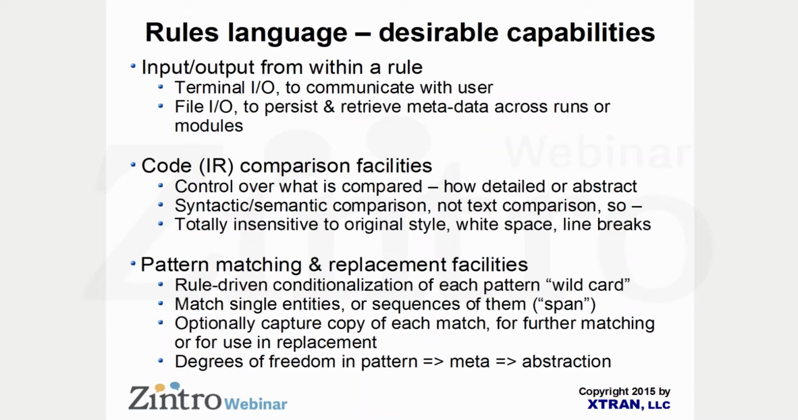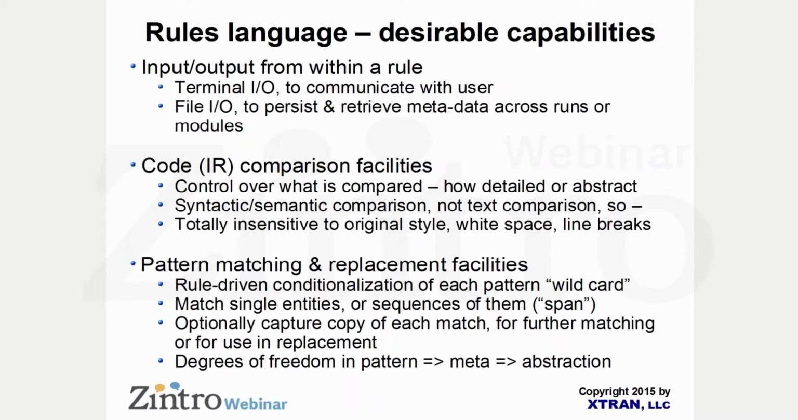More stuff that we want. We want to be able to do I/O, both to the terminal to communicate with our user who's running this meta tool, and file I/O so that we can actually persist stuff across runs and then retrieve it from a rule. That allows us to remember stuff from one module to the next, and in fact it allows us to create a compendium of system information across an entire application portfolio, for example.